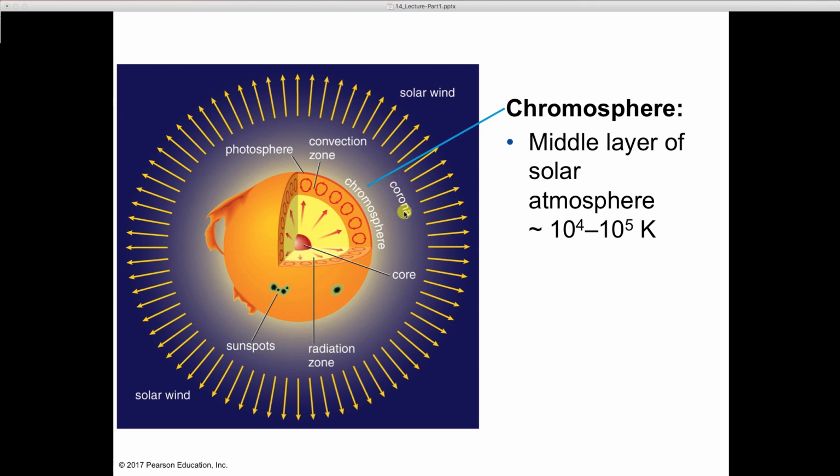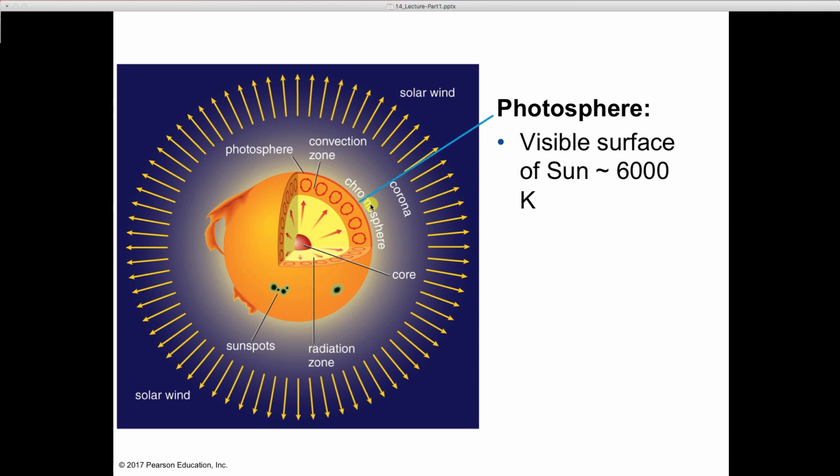So there's not a lot of gas up here, but the gas that there is in the corona is moving very rapidly. The temperature is very high. And then the chromosphere, it's more dense, still not as dense as the surface, but it's still higher density than the corona. And the temperature is much cooler, but still very hot.